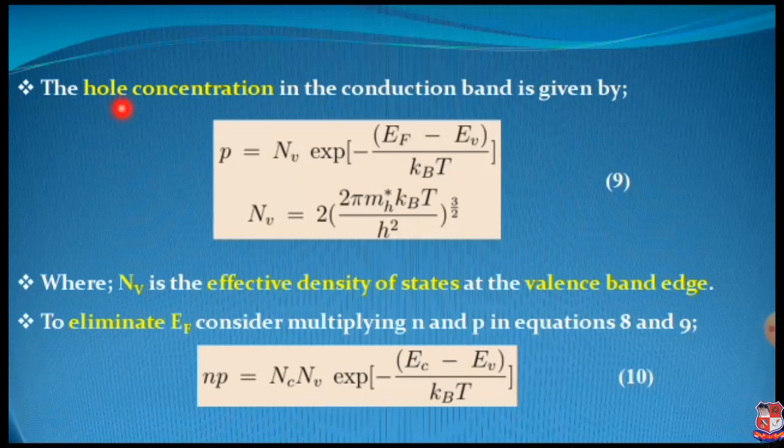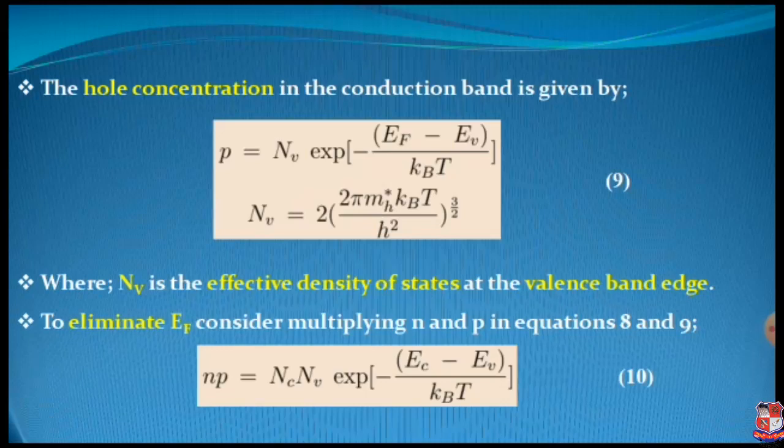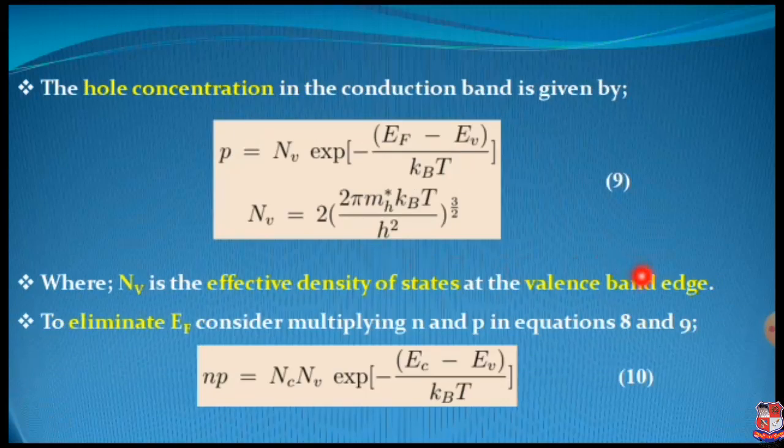Similarly, the hole concentration in the valence band can be given by p is equal to Nv exponential of minus (Ef minus Ev) upon kBT, where Nv is equal to 2 times (2 pi m_h star kBT upon h square) raised to 3 by 2. Equations 8 and 9 are quite similar, just with a difference in the subscript, which you have to keep in mind, where Nv is the effective density of states at the valence band edge. Ev is the energy of the top of the valence band.